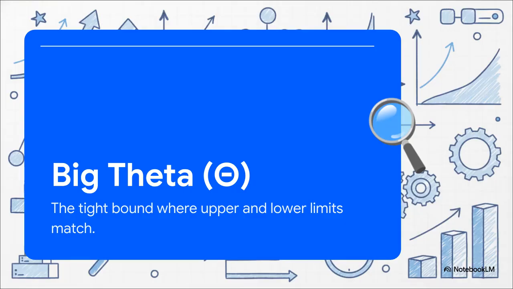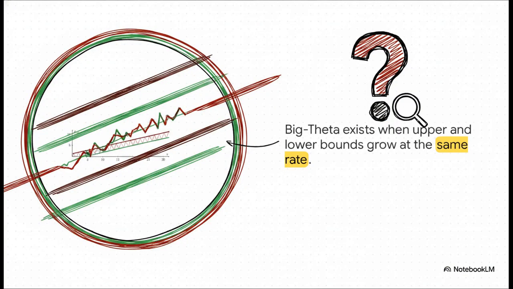And finally, we have big theta. Big theta is kind of the Goldilocks zone. It's the just right sweet spot. It captures the range where an algorithm's efficiency is asymptotically tight from both above and below. So when big theta exists, it gives you a highly precise understanding of behavior across different inputs. Why? Because the upper big O limit and the lower big omega limit are actually growing at the exact same rate.